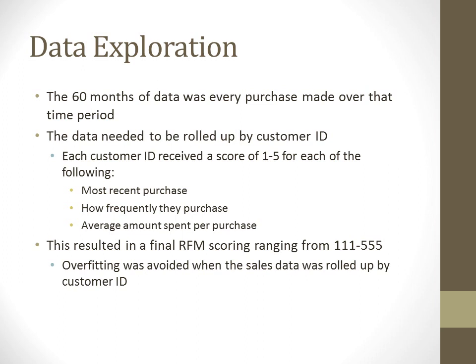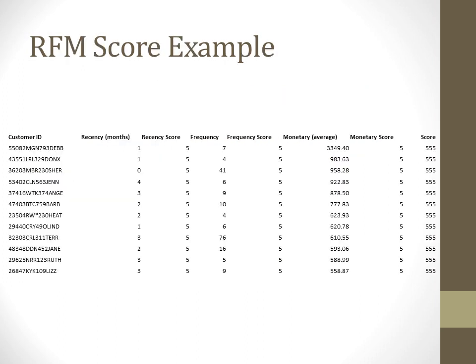Overfitting here was avoided because the sales data was rolled up by the customer ID, so I didn't have too much information or make it too complicated with 2 million individual records. I made it down to over 200,000 then. Here's a look at the first 10 or so records within that rolled up data.